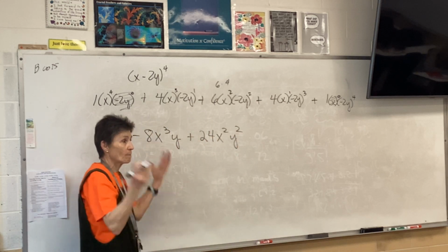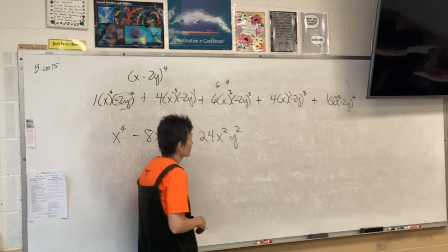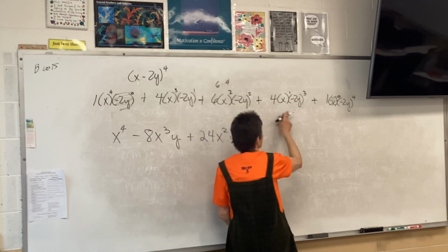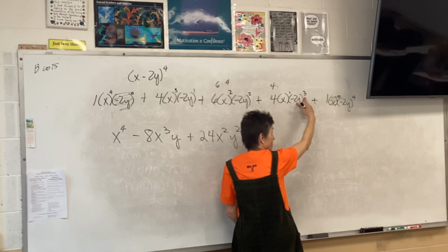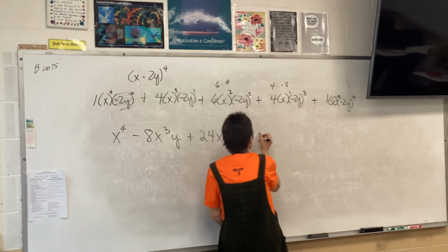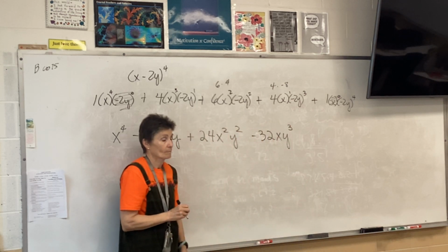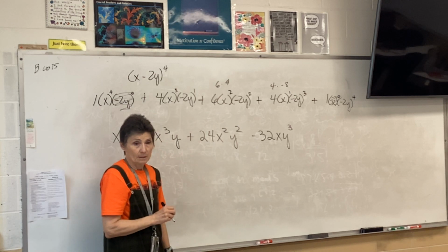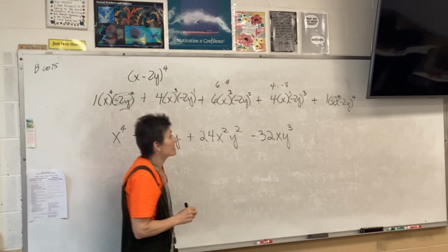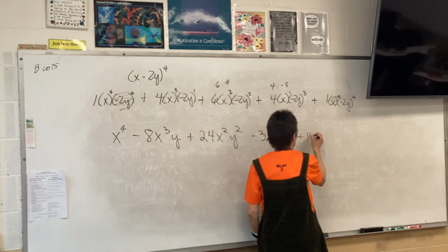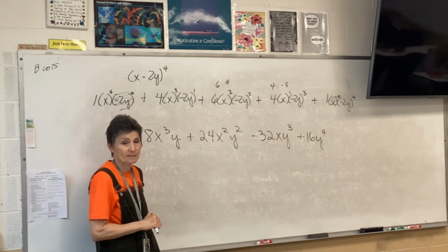Negative 2 times negative 2 is positive 4. What am I multiplying here? By 4. And what's this? Negative 8. So that's going to be negative 32 xy cubed. And what's on the end? 16 y to the 4th. Negative 2 times negative 2 times negative 2 times negative 2.